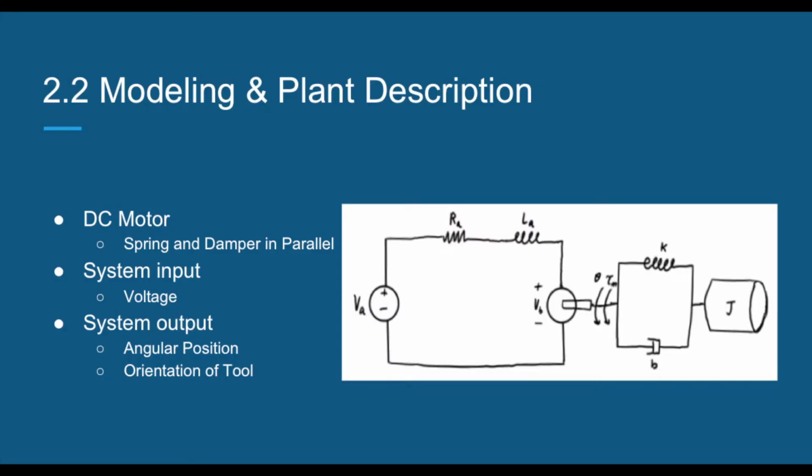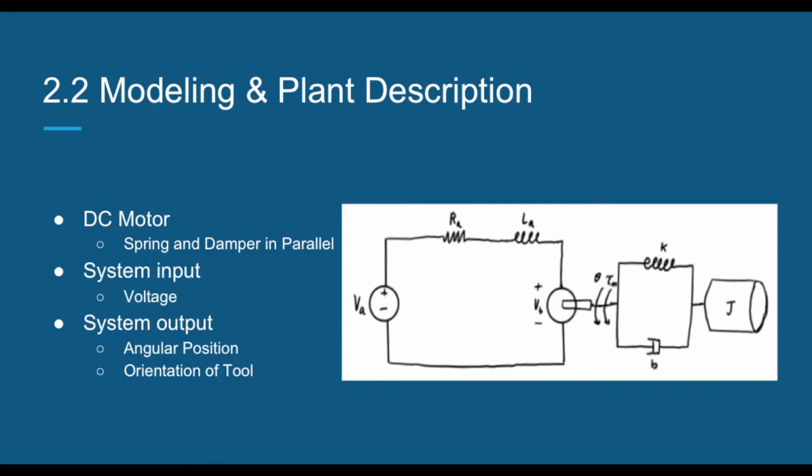Our group decided to model the system as a DC motor hooked up to a spring and damper in parallel. The spring and damper were chosen because cables would stretch and flex like a spring, while the gripping mechanism would cause friction, hindering movement slightly like a damper.